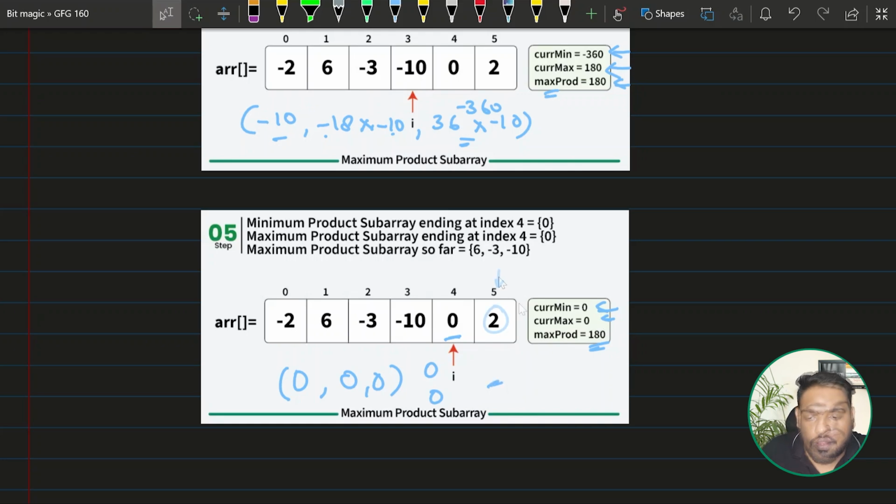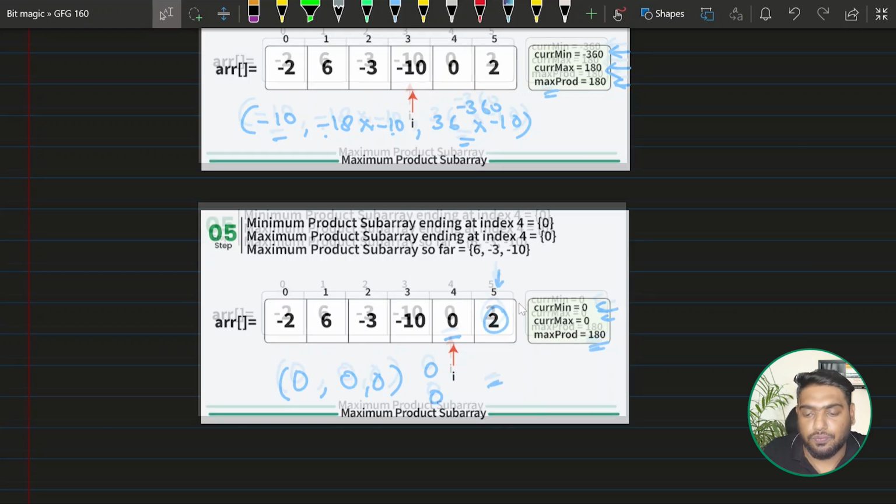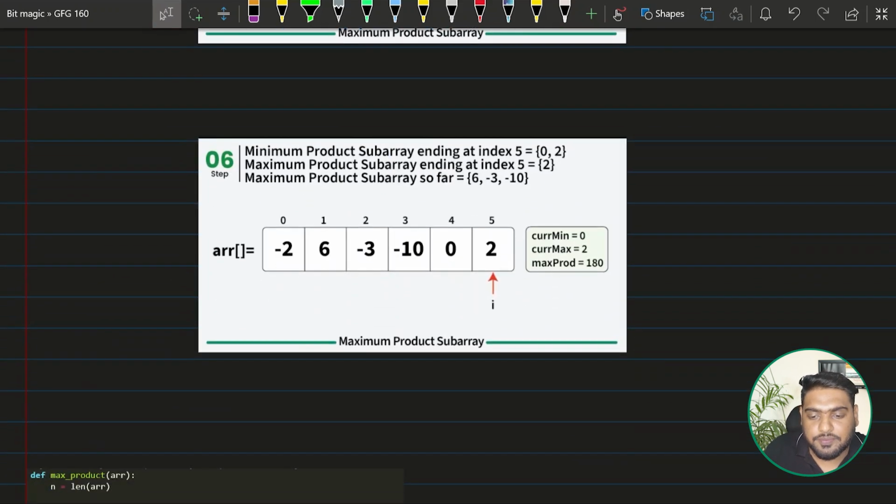Now coming on to this last value that we have, 2. For that, again, the same thing will happen. I would have the ith value that I have, or multiplying the minimum with the ith value, or multiplying the maximum with the ith value. In any way, the maximum value that I would get from here is going to be 2. The minimum value that I would get from here is going to be 0. Will the current maximum affect my maximum product? It would not, because we have already received a bigger value here.